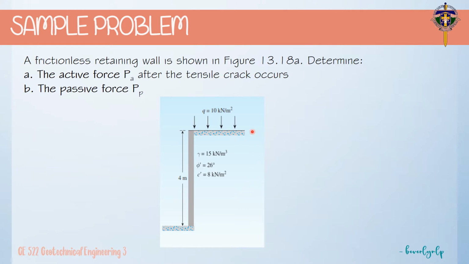So first, we take a look at the figure presented. We have here a retaining wall, which is 4 meters high, and then we have here the properties of the soil. The unit weight of the soil is given to be 15 kilonewton per cubic meter. The angle of friction is 26 degrees, and the cohesion is 8 kilonewton per meter squared. So this is a cohesive soil. And we also notice that there is the presence of a surcharge load, which is equal to 10 kilonewton per meter squared.